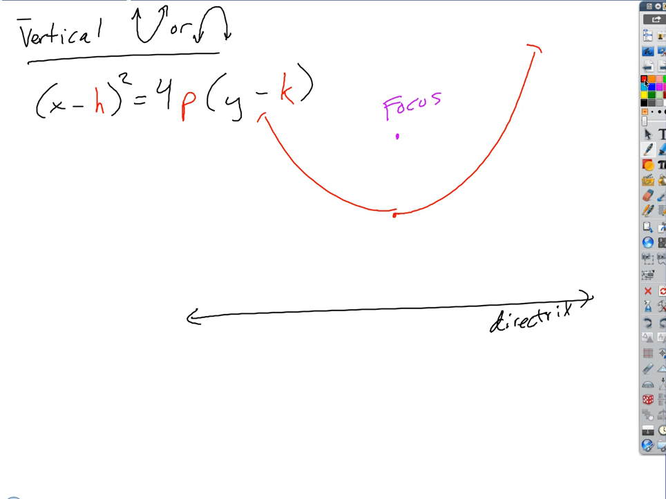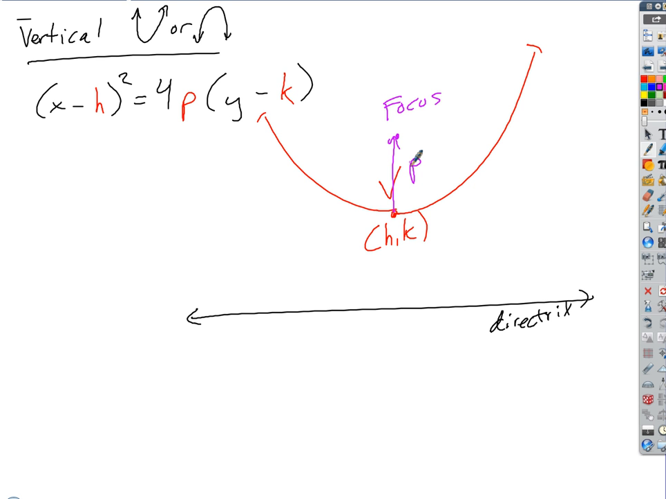So the coordinates of the vertex, we call that V for vertex, are just going to be h and k. And P is the distance from the vertex to the focus. So that distance right there is P.